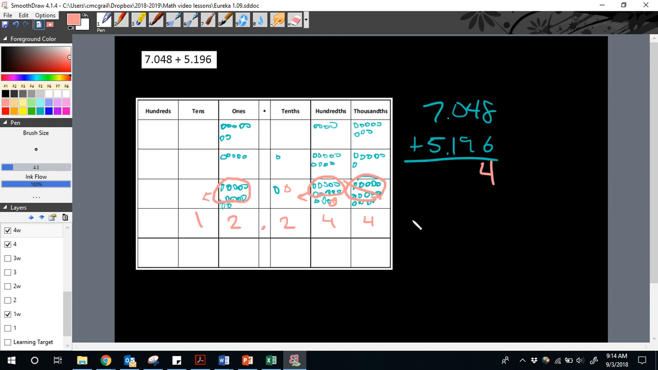Let's check our work with our standard algorithm. Okay, 8 plus 6 is 14. 9 plus 4 is 13. Plus 1 is 14. I need to carry another one. 0 plus 1 is 2. And then 7 plus 5 is 12. My answer matches: 12 and 244 thousandths.